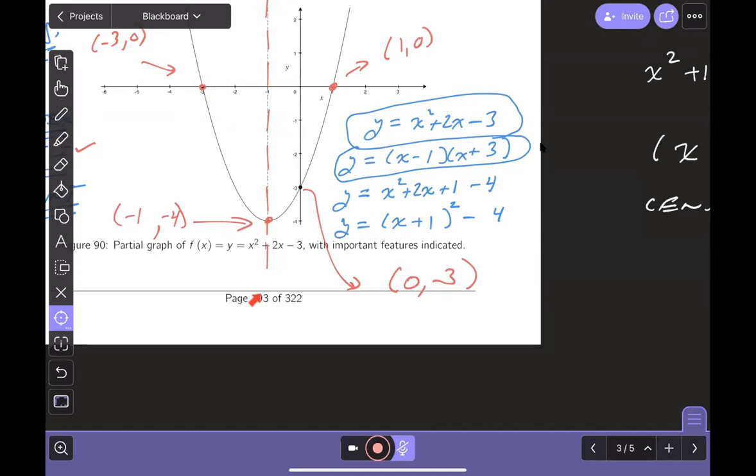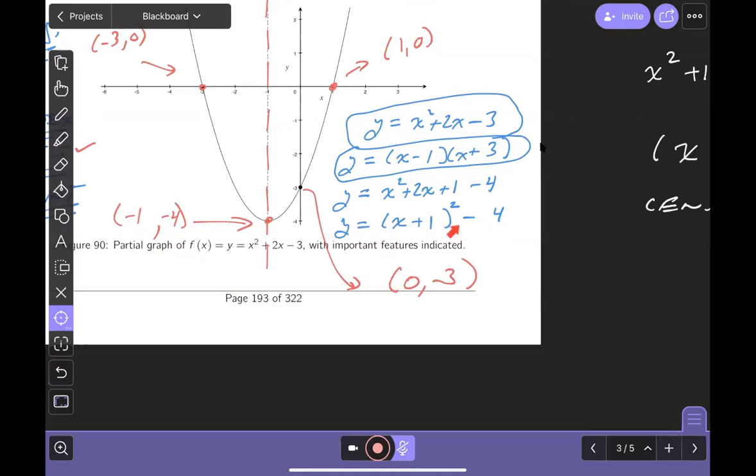Where's the vertex? It's on the center line. What's the center line? Well, x has to be -1. What do you do? Take the -1, plug it in here. What would you get? -2. This would be 2. Well, -2 times 2 is -4. Relatively simple computation.